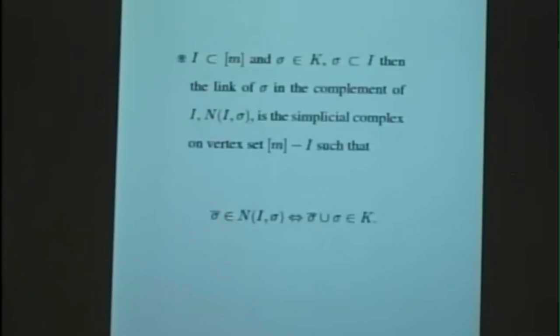Next thing we need, again, I is still this subset of M, and sigma is a simplex in I that's a simplex in K. And this will denote the link of sigma in the complement of I. What that simply means is that I'm going to look at a simplex, I call it sigma bar, if all the vertices are in the complement of I, and sigma bar union sigma belongs to K. So again, I'll give an example later on, I just want to get the notation down.